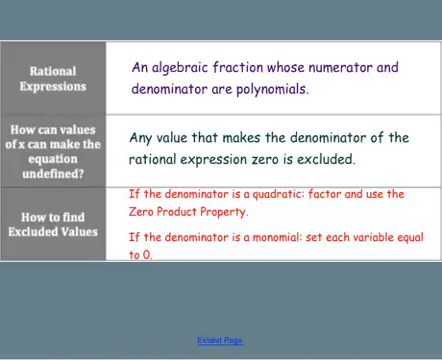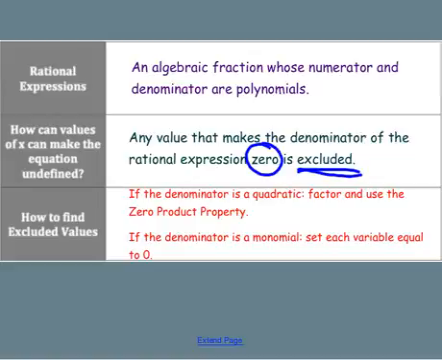How can values of x make the expression undefined? Any value that makes the denominator of the rational expression 0 is excluded. Those values make the denominator 0, which means you're dividing by 0, which makes the expression undefined. What I just underlined in blue is the most common points off on quizzes. You need to make sure you understand when that is 0.